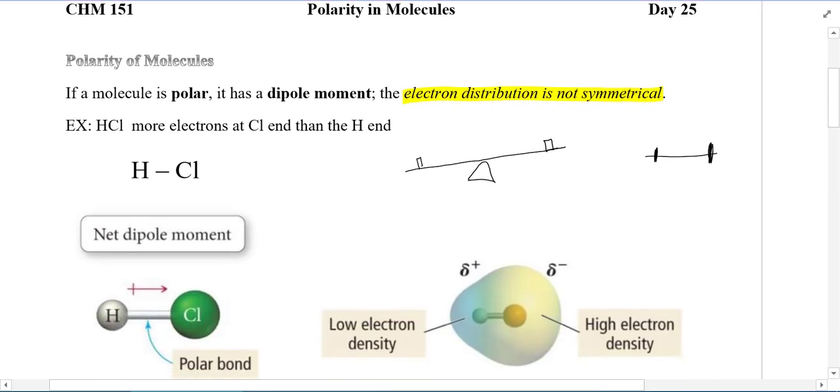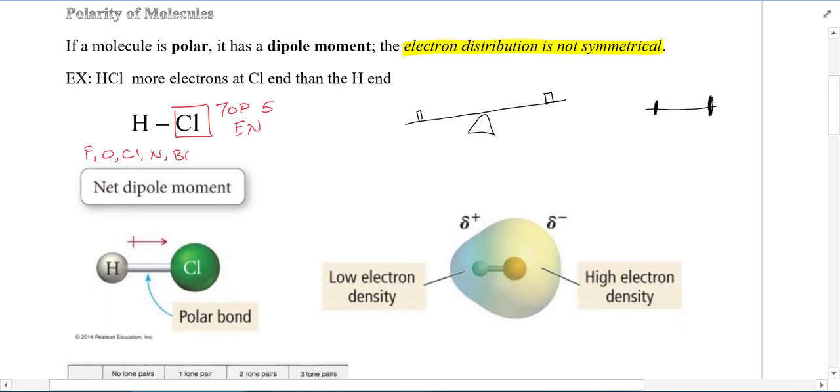Same thing here. HCl is a polar molecule. Why? Well, remember the top 5 electronegative atoms: fluorine, then oxygen, then chlorine, then nitrogen, then bromine. So what does that mean? That means that the electrons are being pulled around the Cl.